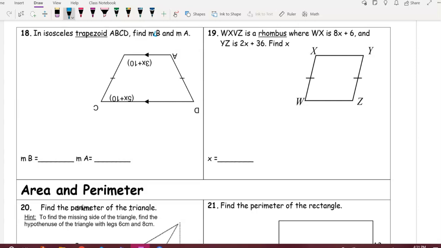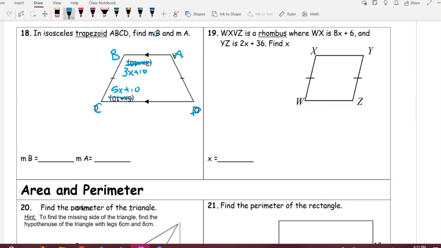Oh, I think the writing is just upside down. So this is B, this is C, this is 3x plus 10, and this is 5x plus 10. Okay, cool. Now it looks pretty normal.